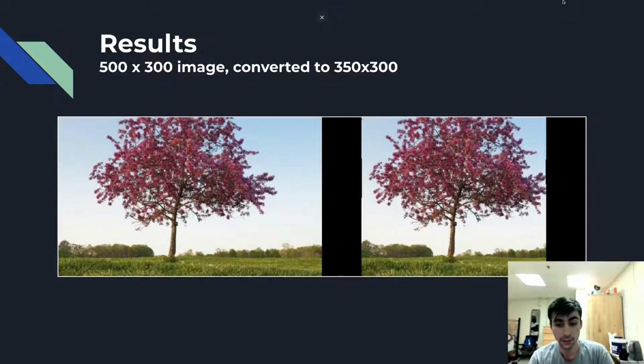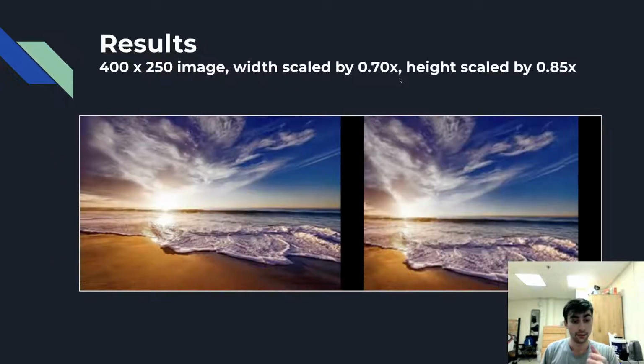This is my favorite one, the tree, because the tree itself barely changed at all, and you still see everything else around it, which I think is amazing, and we shrunk it down a lot. And the ocean is also a really good one. We scaled the height down by 0.85 and the width by 0.7, and it still looks like a perfectly normal picture.